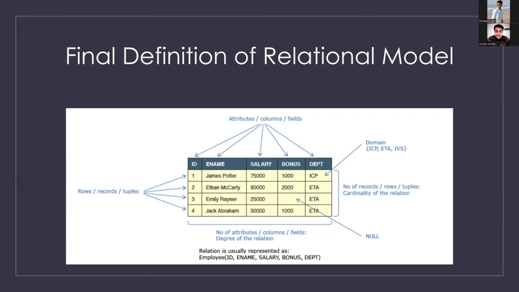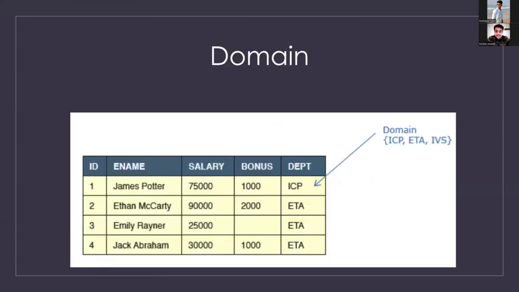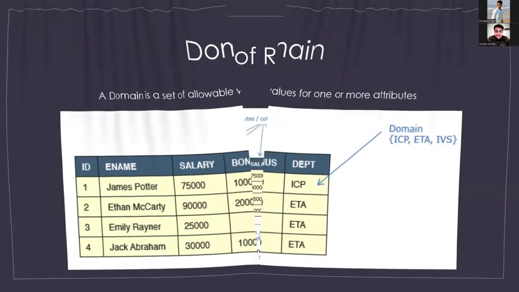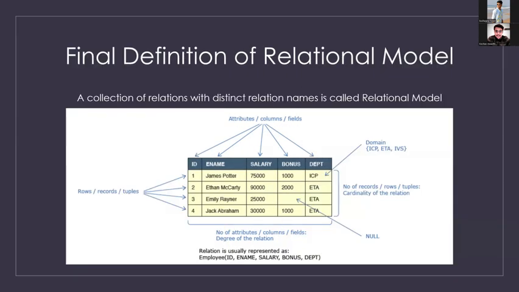So when we collectively study all these related to a table, we together define that as the final definition of a relational model. So a collection of relations with distinct relation names is called a relational model. So this is the final diagram.